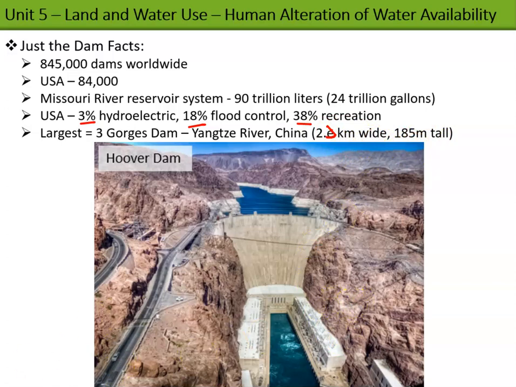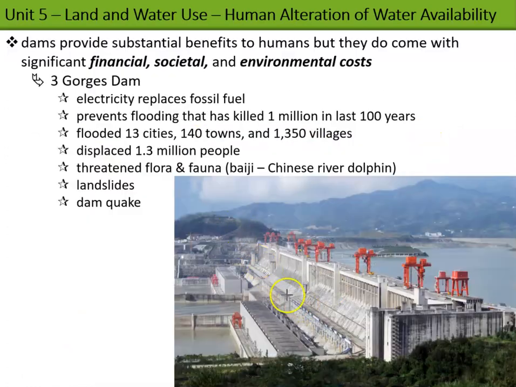I got some pictures of that on the next page. So here's one picture of the Three Gorges Dam. I've got another picture on the next slide as well. Dams do provide substantial benefit to humans. They provide a tremendous amount of electricity.